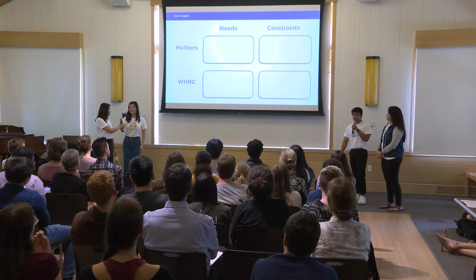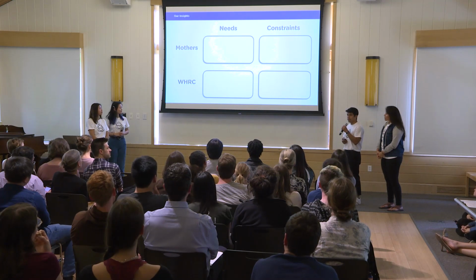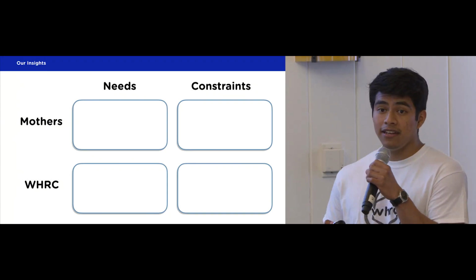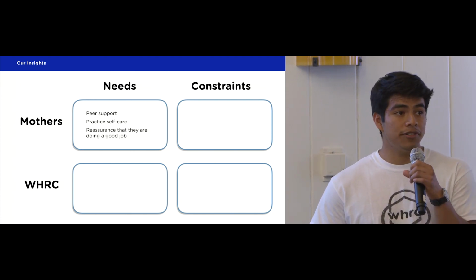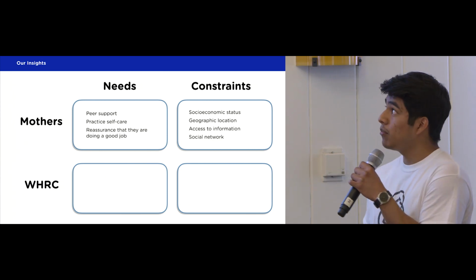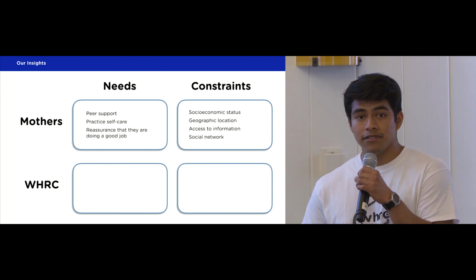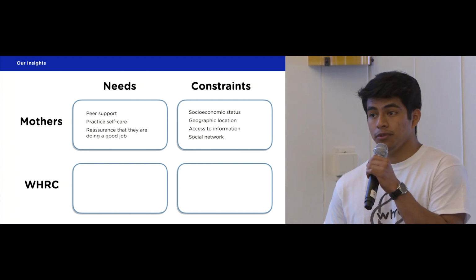So, from these insights, we have compiled a set of needs and constraints for both the mothers and the WHRC. On the mothers' end, we have identified that they need peer-to-peer support, they need to practice self-care, and they need reassurance that they are doing a good job. However, they are currently constrained by their socioeconomic status, their geographic location, access to information, and their respective social networks.